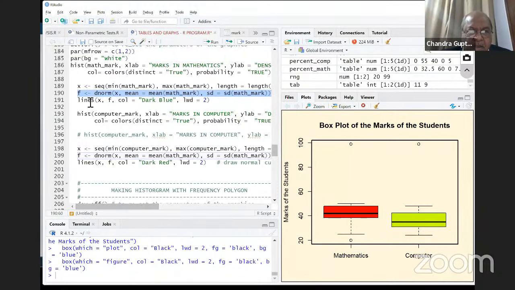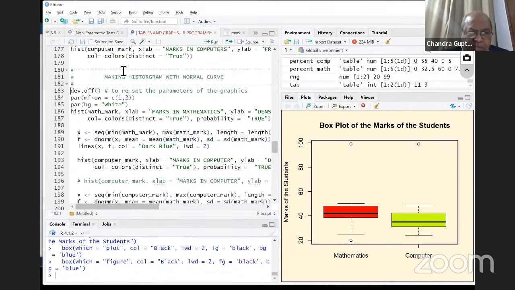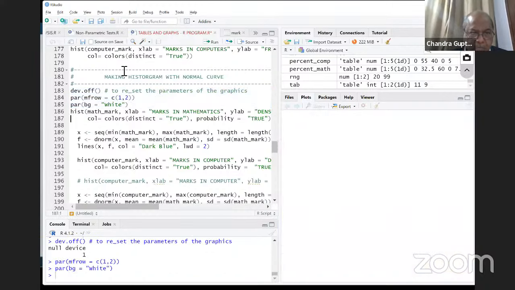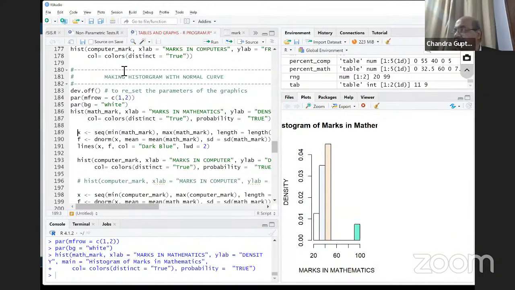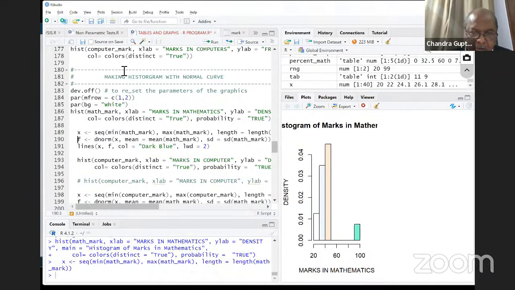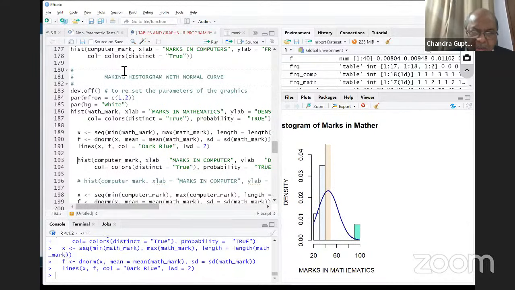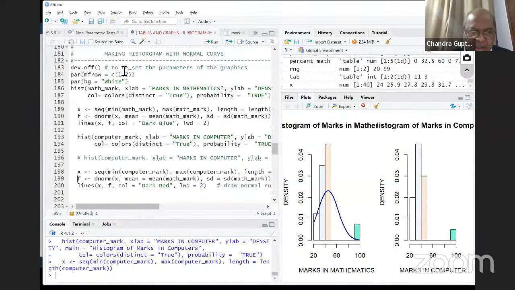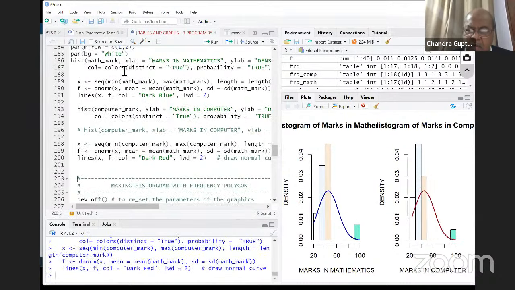Okay, so I show you here what you can do. That is histogram. And then I define X, which is the minimum and the maximum, mean of it. Then I draw a line, which is this. Similarly, for the computer science, define X, the frequency distribution, and draw the corresponding line.